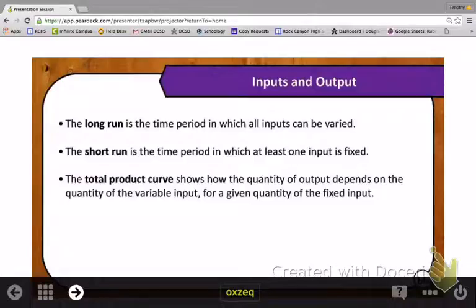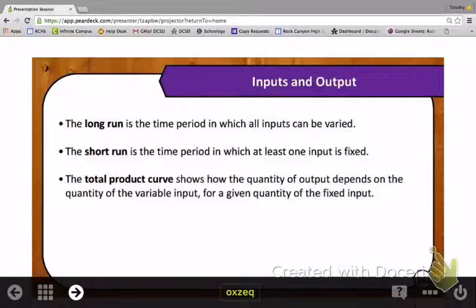Now, oftentimes this might be, well, let's say you want to expand production and you want to increase the size of your factory, or you want to open a new factory to produce. Well, it takes quite a while to add on to a factory or to build a new one, right? So over a certain period of time, you are limited in how much you can produce of your product by the size of the factory that you have. So that is defined as the short run.